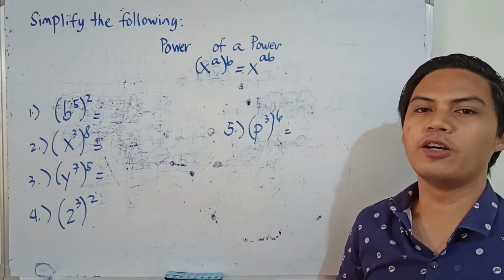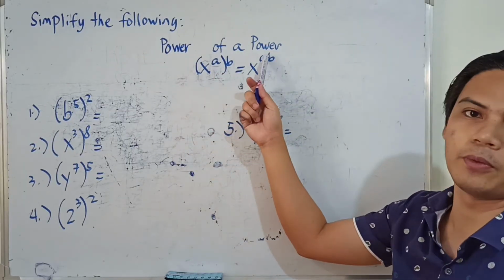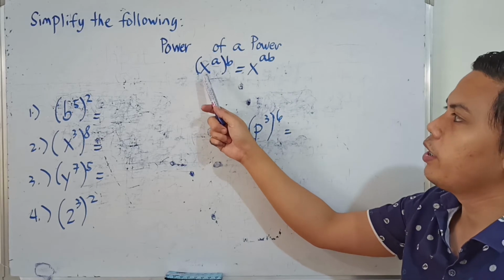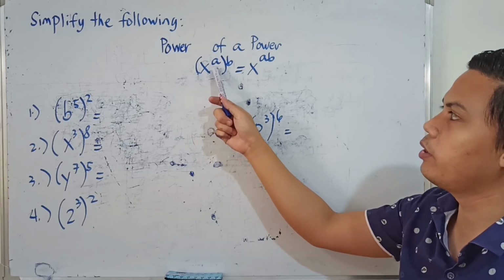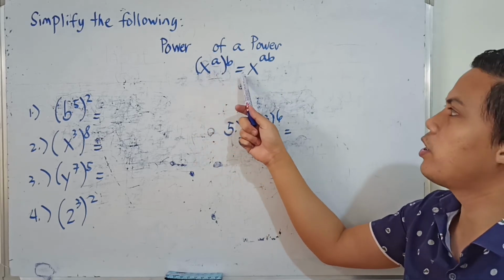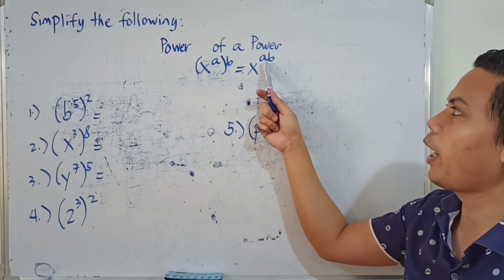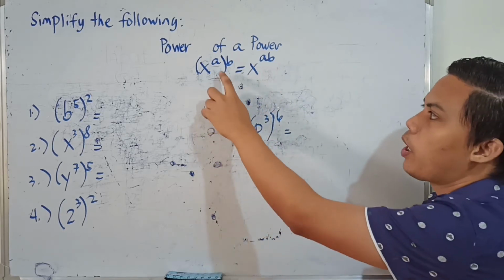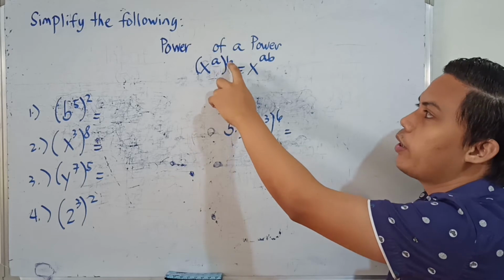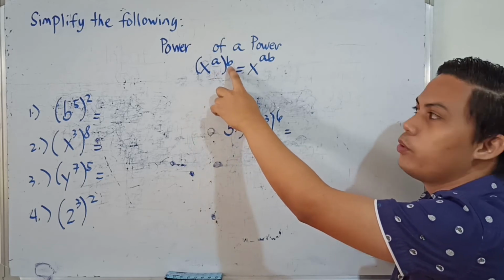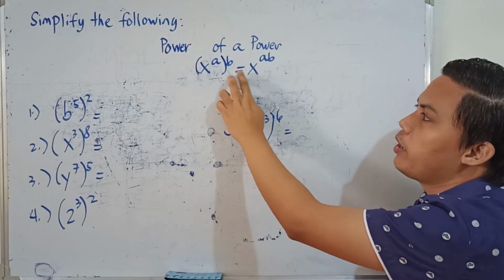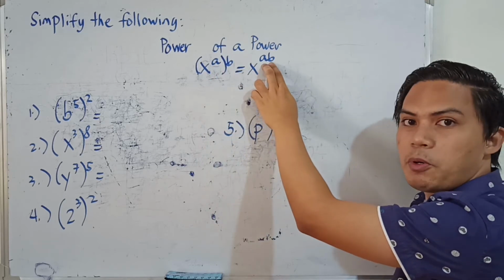So, next law is the power of a power. So, again, ito yung symbols niya: the quantity x raised to a, quantity raised to b, is equal to x raised to a times b. So kung yung power natin ay ni-raise to another power, all we need to do is to copy the base, then multiply natin yung exponents.